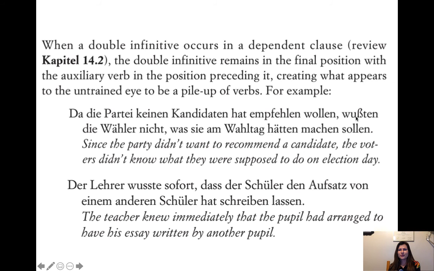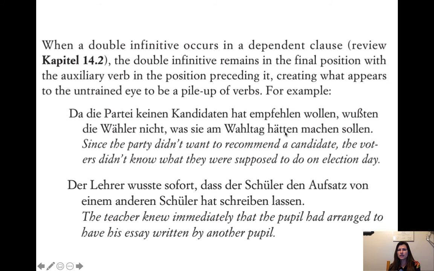So the voters didn't know, wussten die Wähler nicht, the voters didn't know, and then this is another dependent clause, was sie am Wahltag hätten machen sollen, what they were supposed to do on election day. So were supposed to do is like 4 verbs, I guess it's 3 verbs because to do is 1 verb. And in English we have 3 verbs next to each other. So were supposed to do. And to someone learning English, 3 verbs next to each other like this is pretty confusing, right?